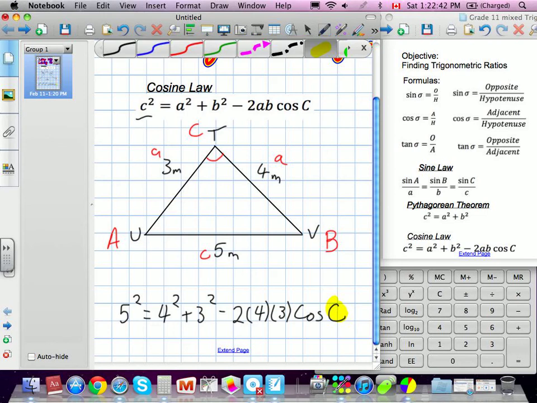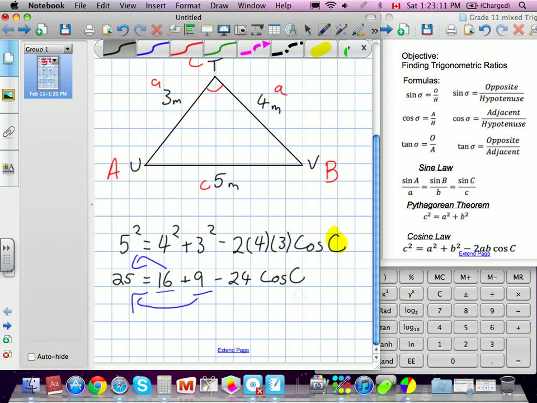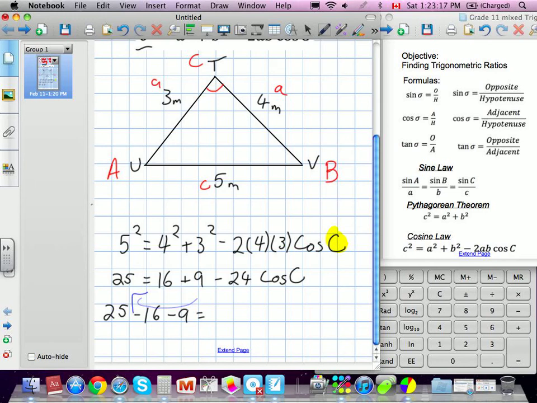So 5 squared is 25. 4 squared is 16. 3 squared is 9. Let's put these together. So we have subtract 24 cos C. Now remember, whenever we're trying to isolate a variable on one side of the equation, we want to move everything else to the other side. So I'm going to move my positive 16 and my positive 9 to the other side. So eventually it's going to read 25 subtract 16 subtract 9 is equal to what will be left on the right side, this negative 24 cos C.